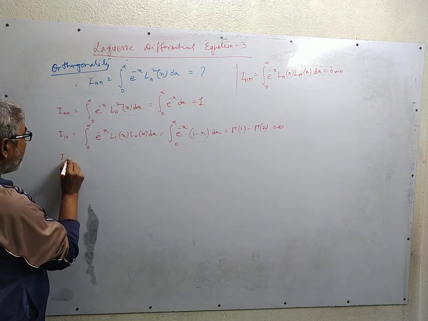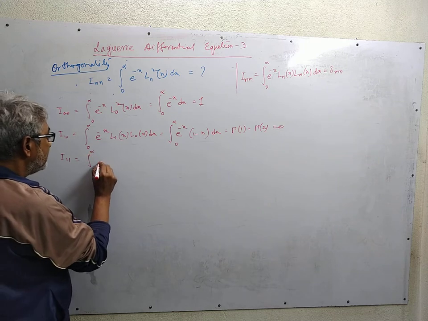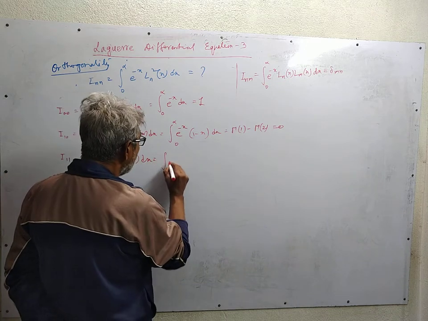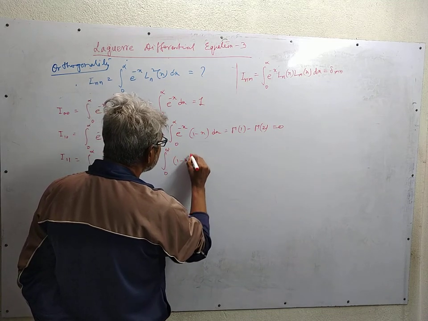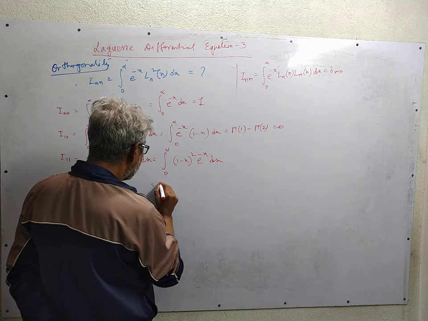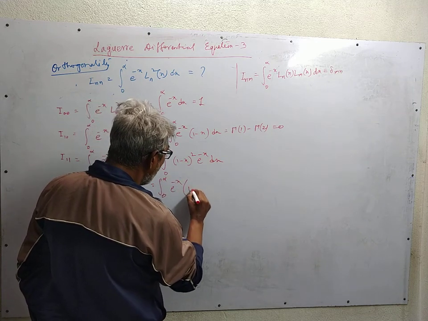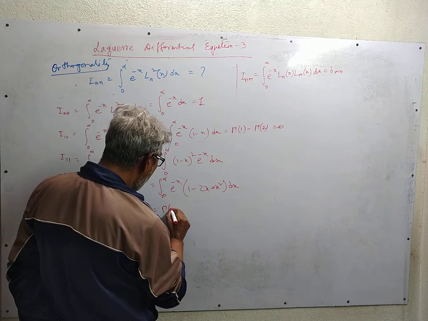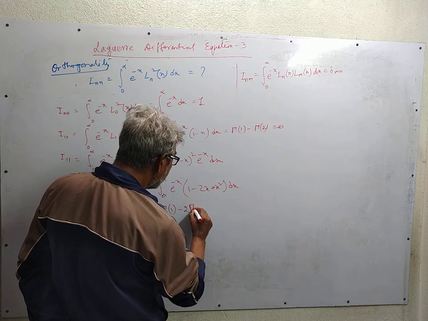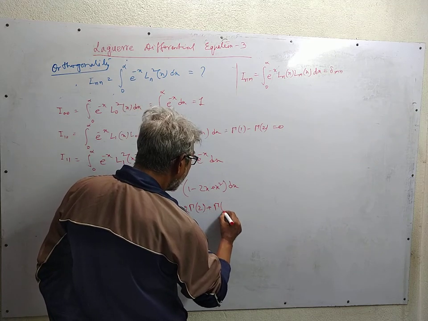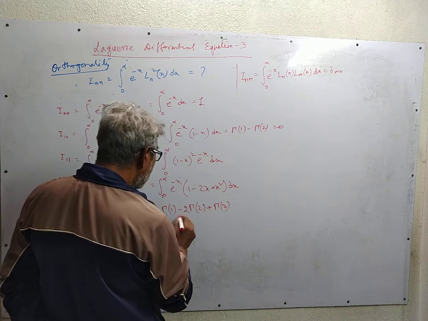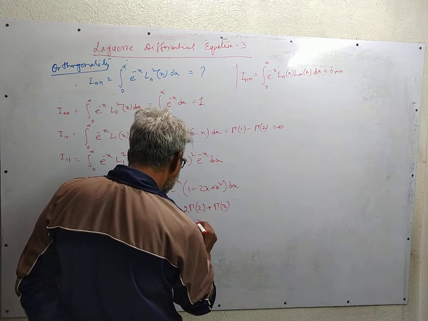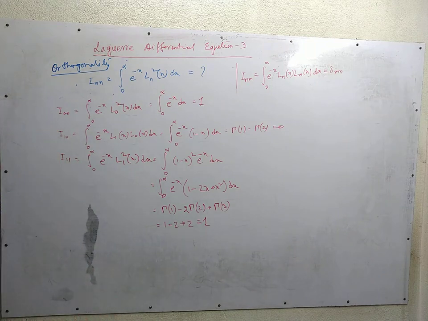Now coming to I11, the integral of e to the power minus x L1 squared of x dx. So this is the integral from 0 to infinity of (1 minus x) whole squared e to the power minus x dx, which is the integral of e to the power minus x (1 minus 2x plus x squared) dx. The first one is gamma 1, the second one is minus 2 gamma 2, and then gamma 3. This is 1, this is minus 2, and gamma 3 is 2. So the normality condition is established.